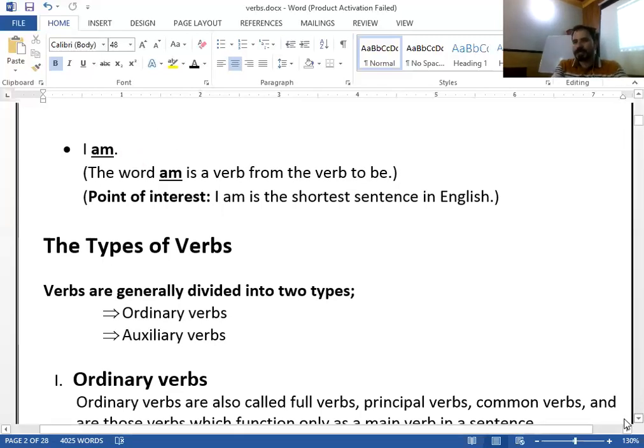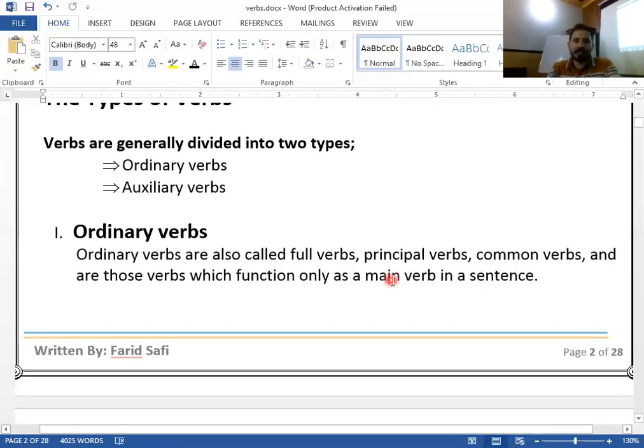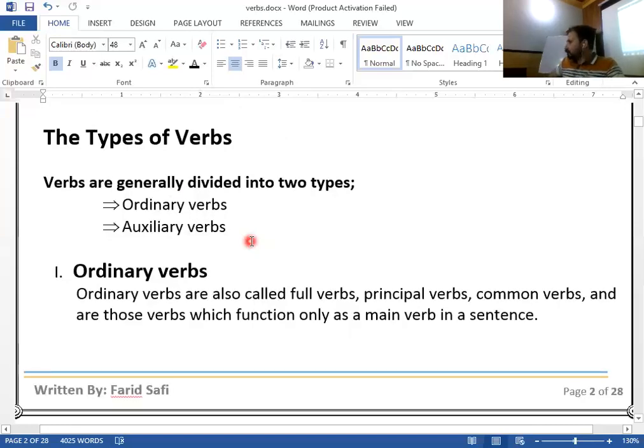Now let's move towards the types of verbs. Clear? So verbs are generally divided into two types. How many types? Two types. One we call ordinary verbs, and the second one is called what?